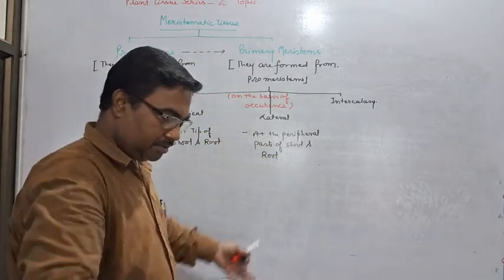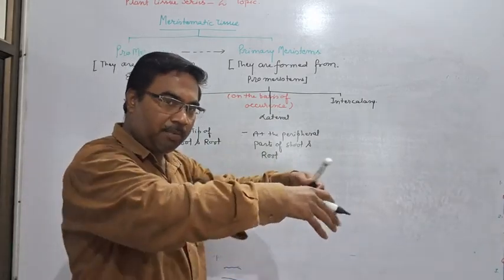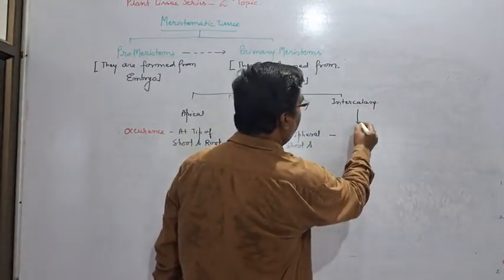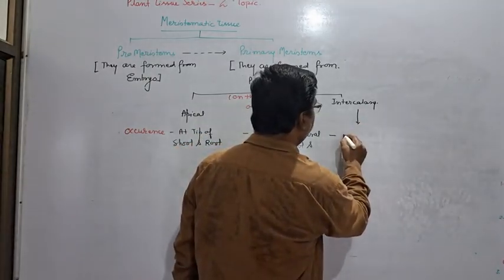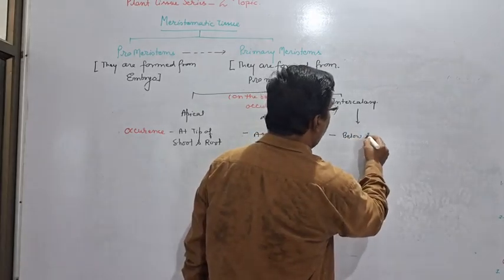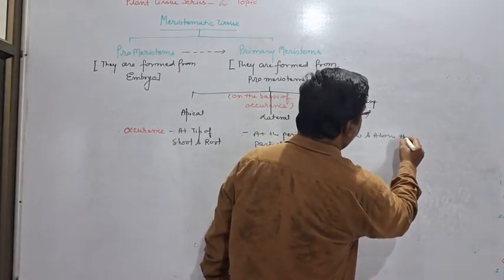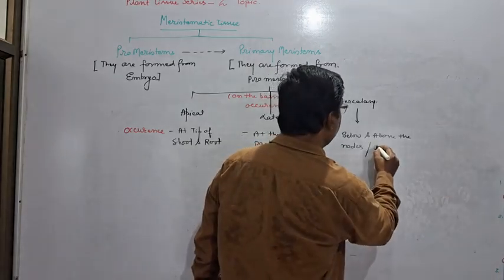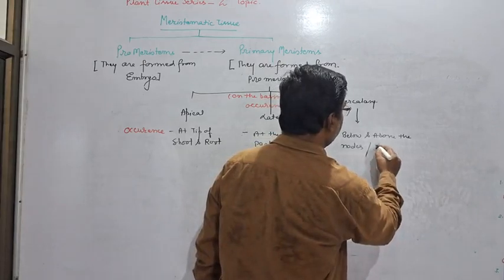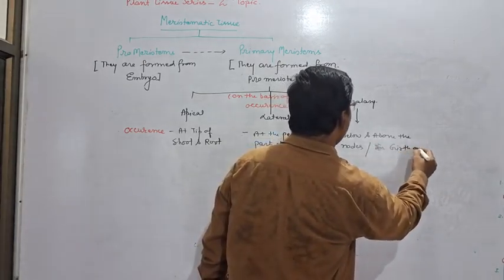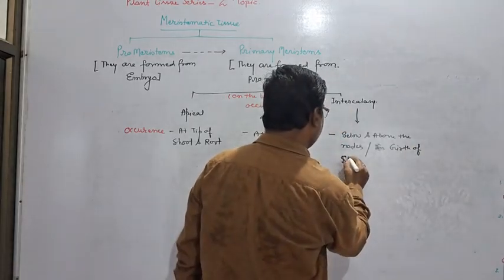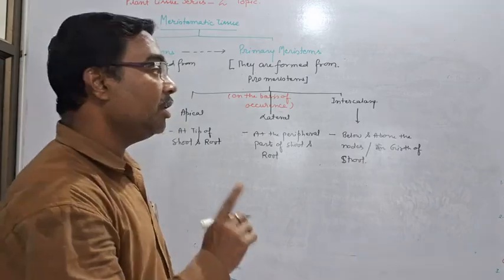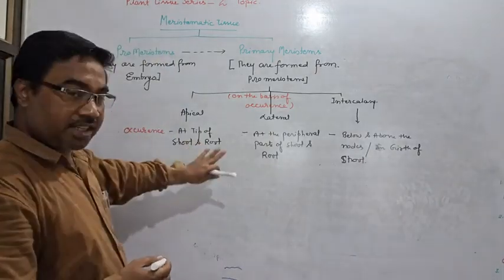Peripheral, that means, you know, the word bark, outside. Now intercalary, where are they found? They are found below and above the nodes, or sometimes you can say in girth of shoot, not root, because nodes are the characteristic features of shoot. Occurrence. Now it is clear.